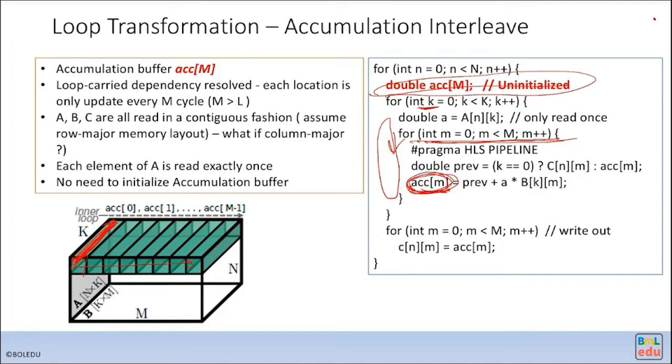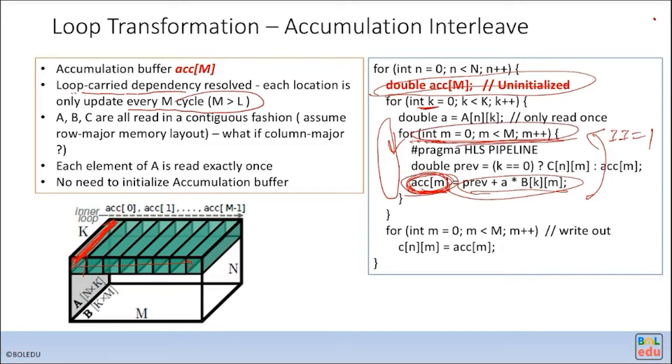As long as the operation latency is less than the m cycles, then you can have this iteration interval I equal to 1. That's why it says here the loop carried dependency can be solved, because each location is only updated every m cycles. Every m cycles you update the accumulation array.